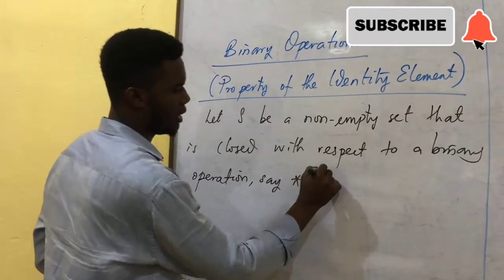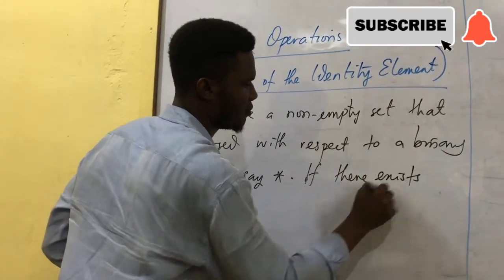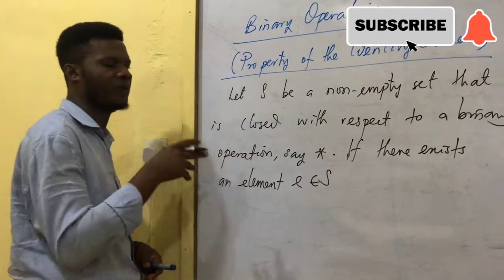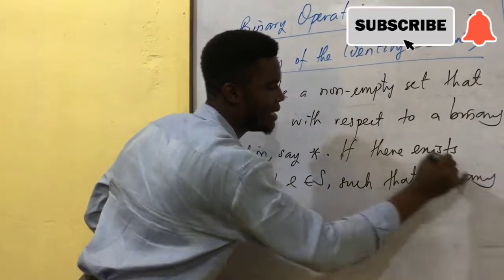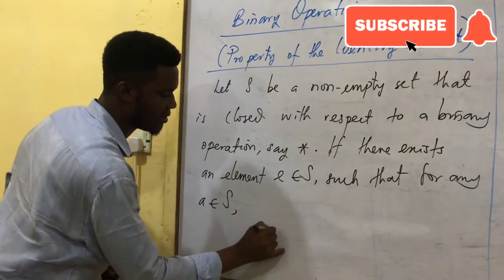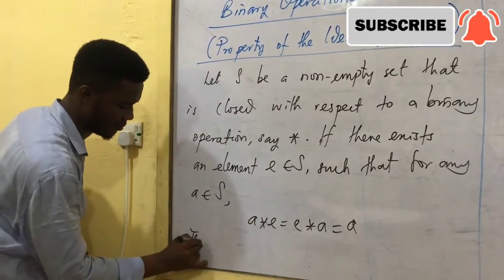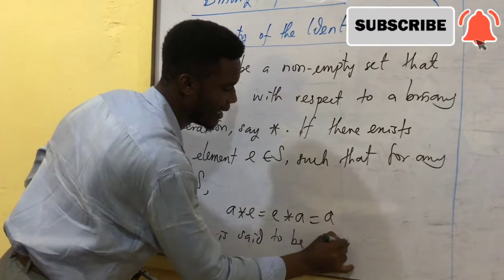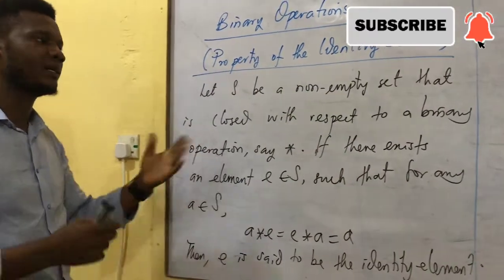So I'm going to say this, if there exists an element E being a member of S, such that for any element A that is a member of S, A asterisk E equals E asterisk A, giving you A, then E is said to be the identity element. Okay, so let's go over that property again.